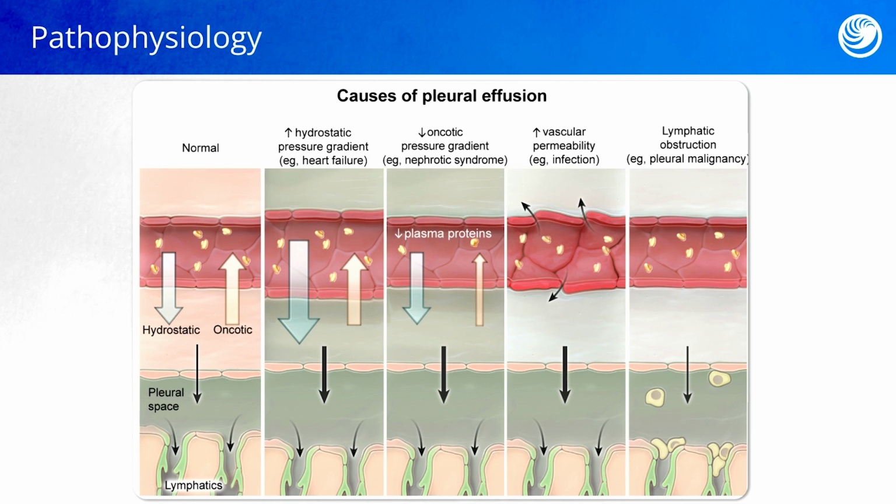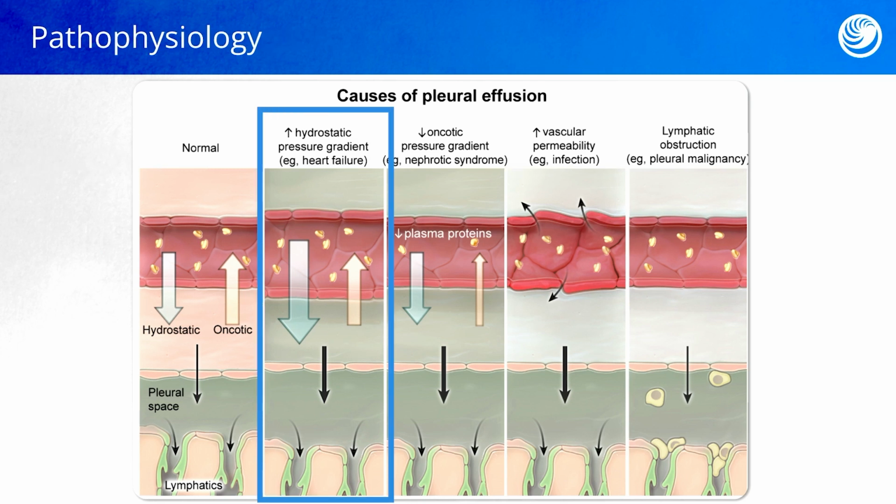Normally, the hydrostatic and oncotic pressures are balanced, which will only lead to a mild leakage of fluid from the capillary. This fluid will help lubricate the pleural space and eventually drain into the lymphatic system. Changes to hydrostatic or oncotic pressure can lead to an increase in the amount of fluid that leaks through the capillary wall and lead to the development of pleural effusion.